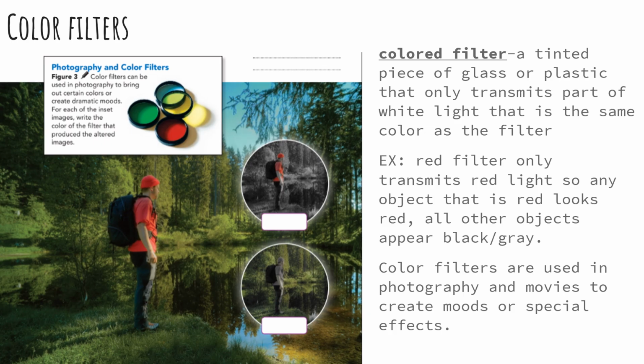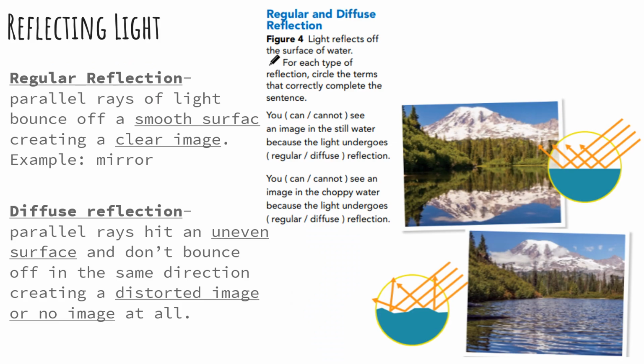So figure 3, photography and color filters. Color filters can be used in photography to bring out certain colors or create dramatic moods. For each of the inset images, write the color of the filter that produced the altered images. So in the first one we see red, therefore it is a red filter. In the bottom one we see green, therefore it is a green filter.